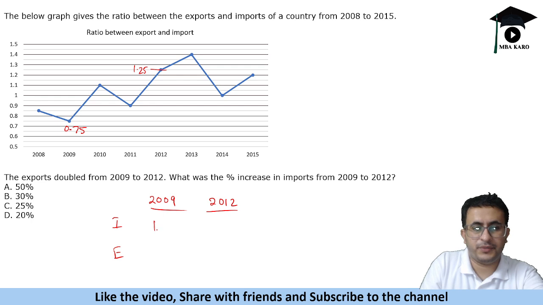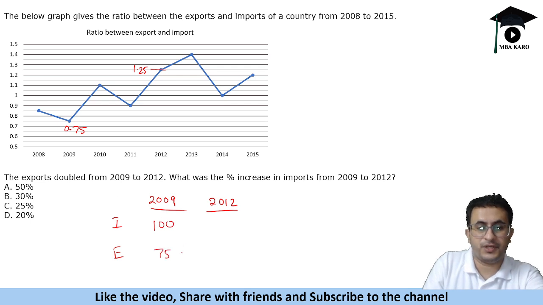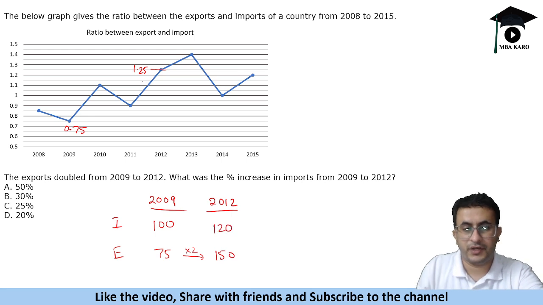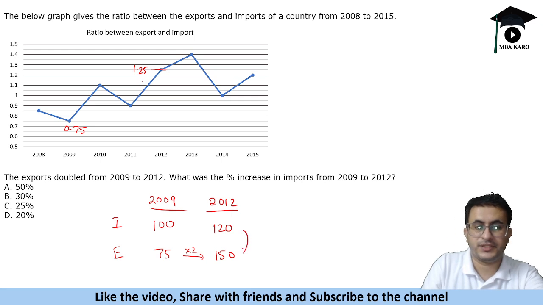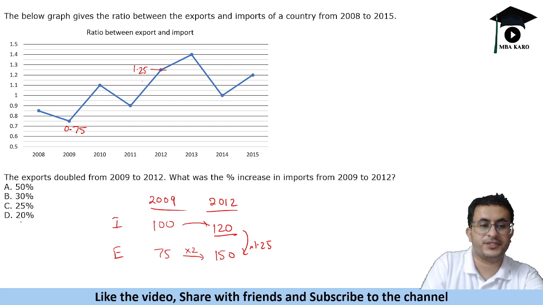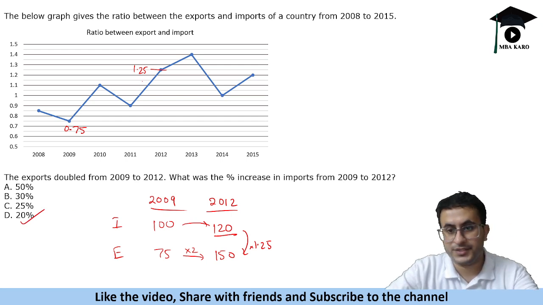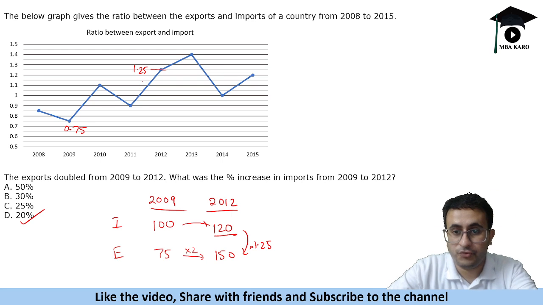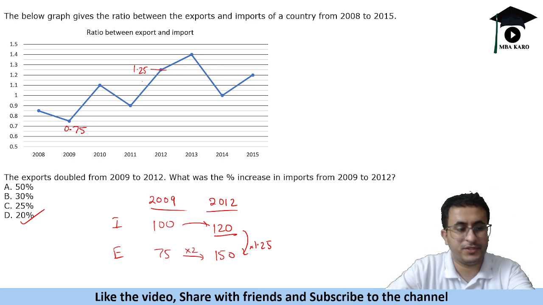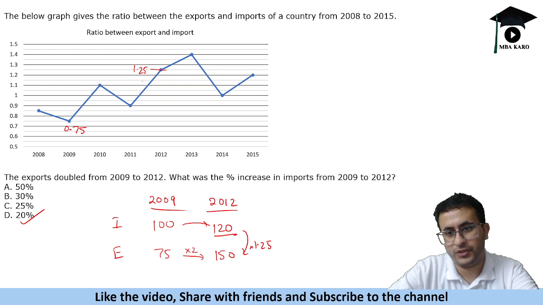Import we took as 100, so export will be 75. Exports doubled, so it becomes 150, and dividing by 1.25, import becomes 120, because it is 1.25 times. So that means this is 120. So what is the percentage change here? 20%. Straightforward questions. This is a pure application of percentages. If you are strong with percentages, this particular DI set is a cakewalk for you.